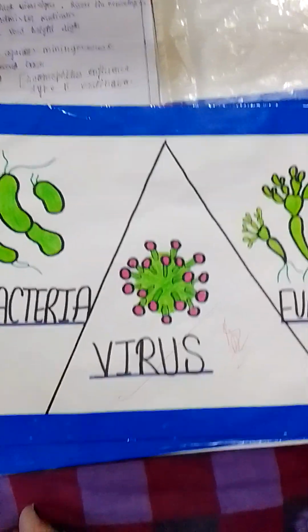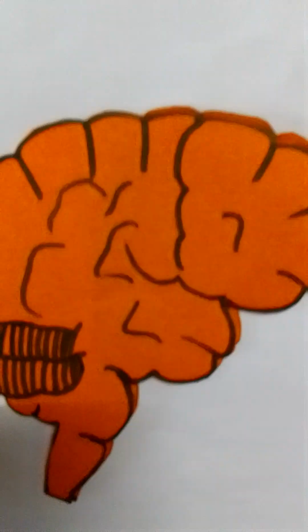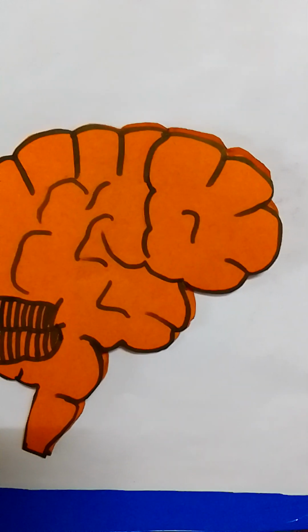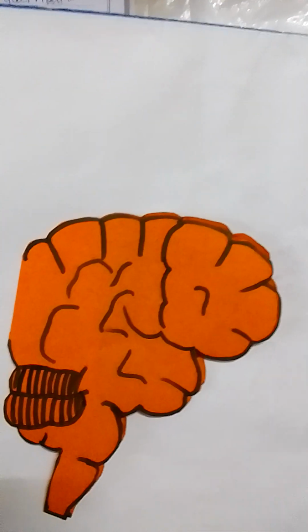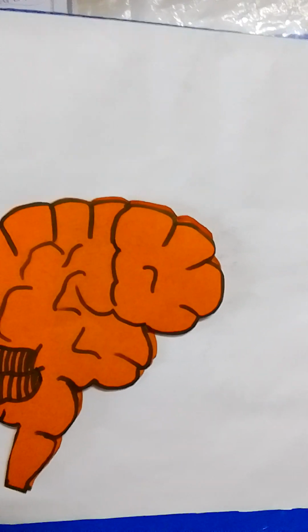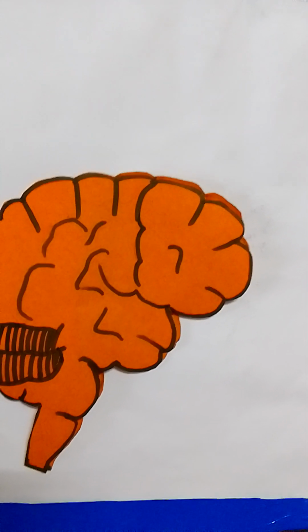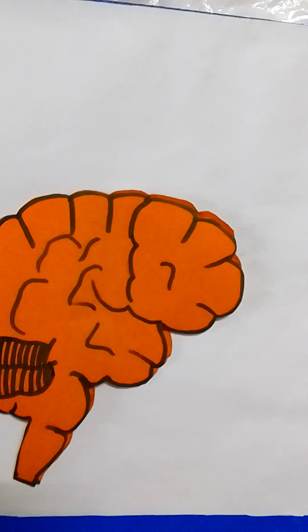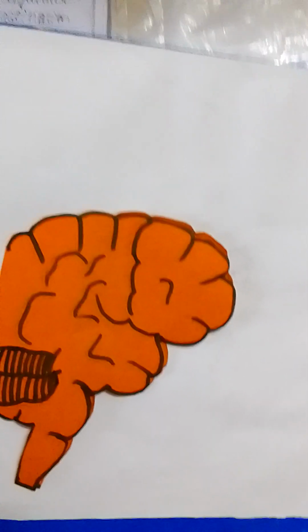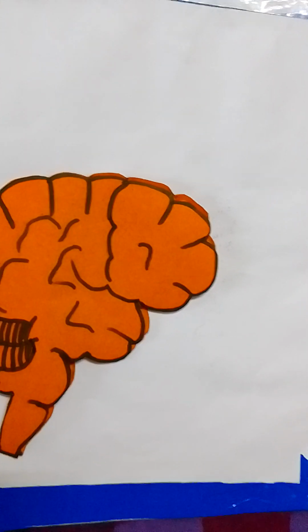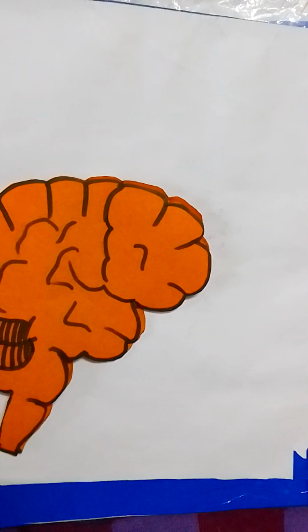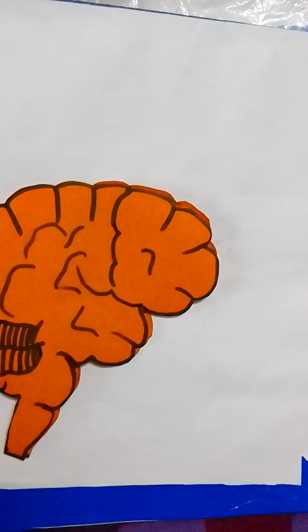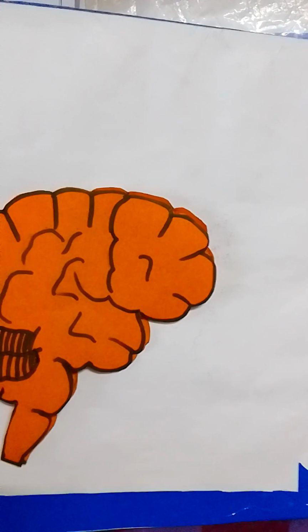So after this I am going to tell about the classification of meningitis. Meningitis is classified into three types, that is bacterial meningitis, aseptic meningitis and tuberculin meningitis. Bacterial meningitis is caused due to meningococcal bacteria, and aseptic, that means it is caused due to virus, fungi and protozoa. Then tuberculin meningitis is caused due to Mycobacterium tuberculosis.